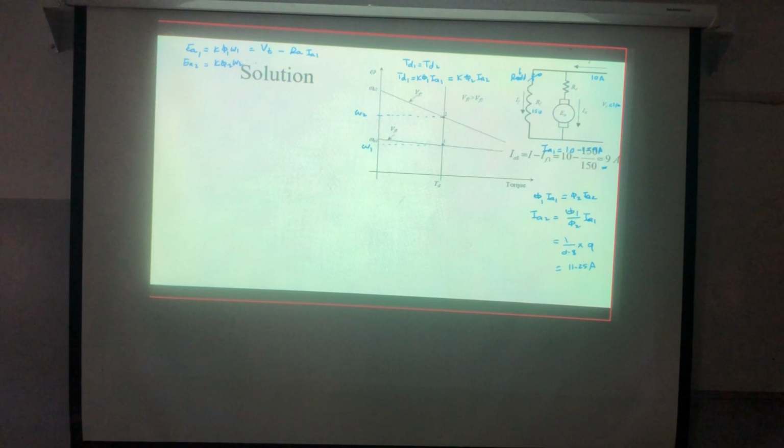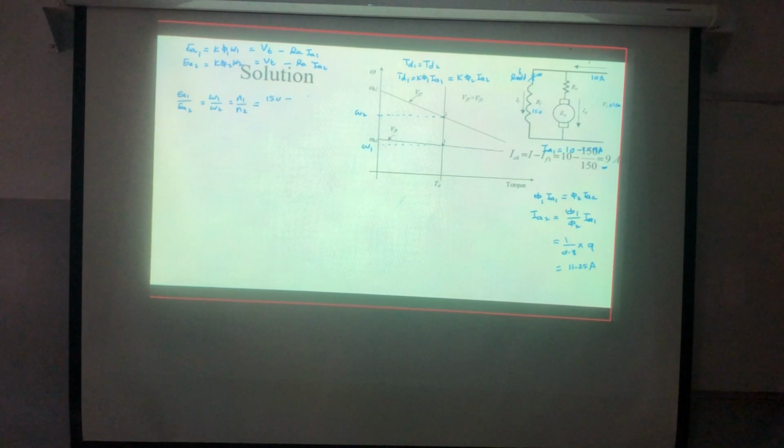And this will equal to what? VT, I never change VT, minus RA, I never change RA. But I have IA2, correct? So simply if I do the math here, EA1 over EA2 will equal to omega 1 over omega 2, which will equal N1 over N2. And this will equal 150 minus.